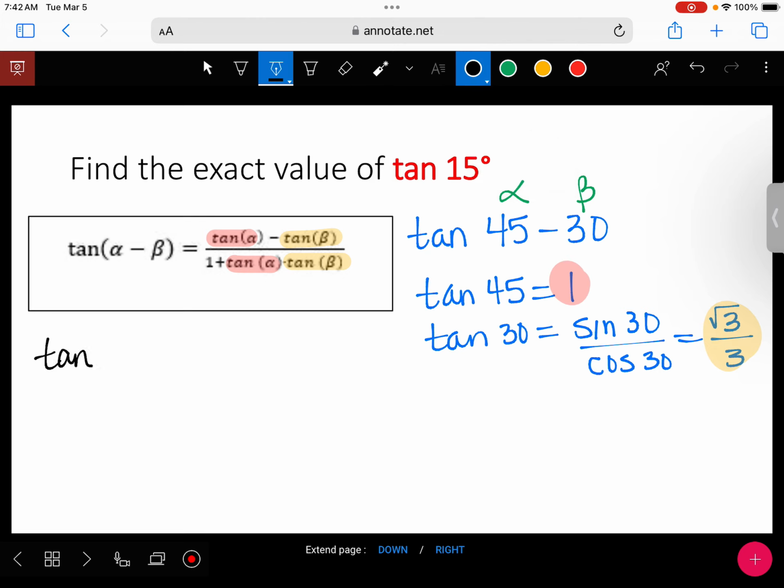So let's go ahead and do it. My tangent of 15 is going to equal tangent of alpha, which is 1, minus root 3 over 3. And that's going to be divided by 1 plus 1 times root 3 over 3.